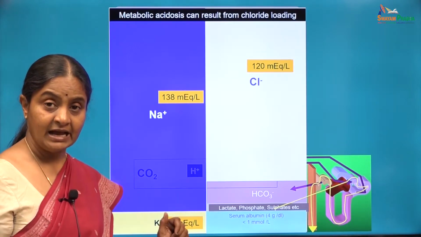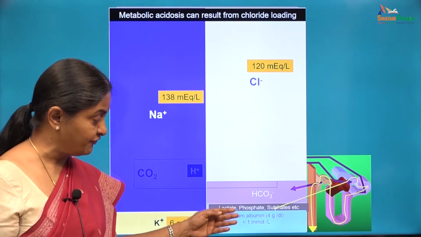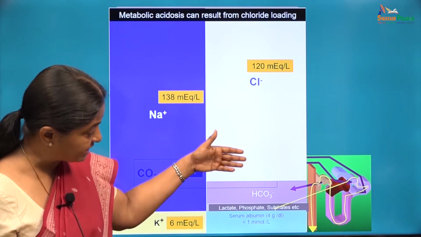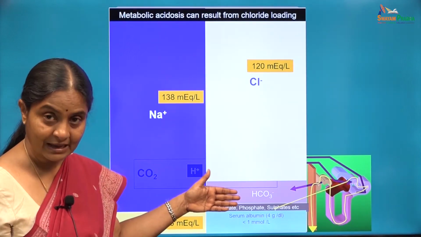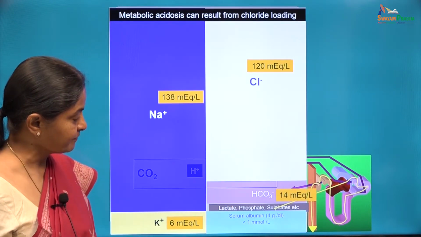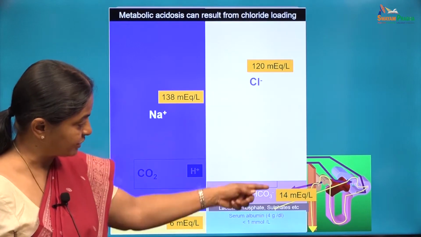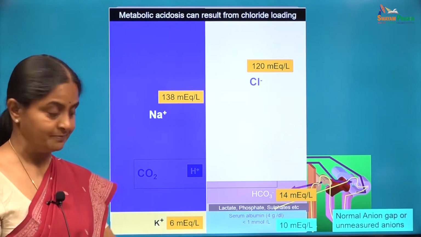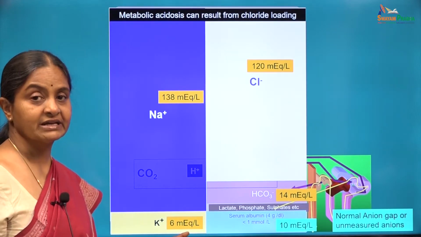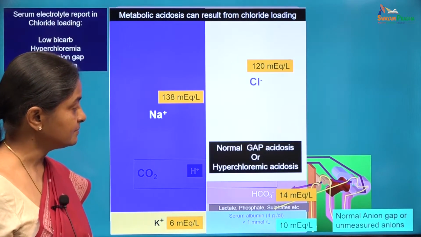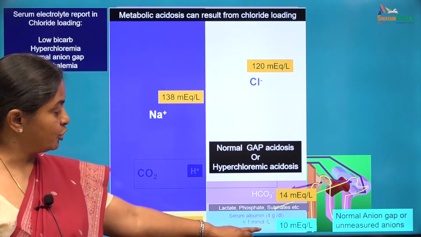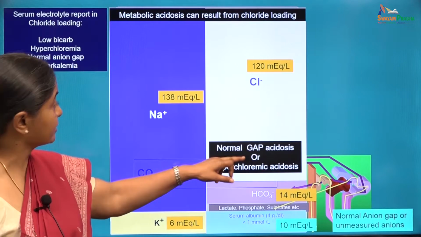Just like in the high gap acidosis, the fixed acid anions compete for the bicarbonate space, chloride may also compete for the bicarbonate space in conditions where there is chloride loading. And here, if you calculate the anion gap, it is still going to be normal. Notice that in this condition also there is hyperkalemia. So even in chloride loading, you have a normal gap hyperchloremic acidosis.